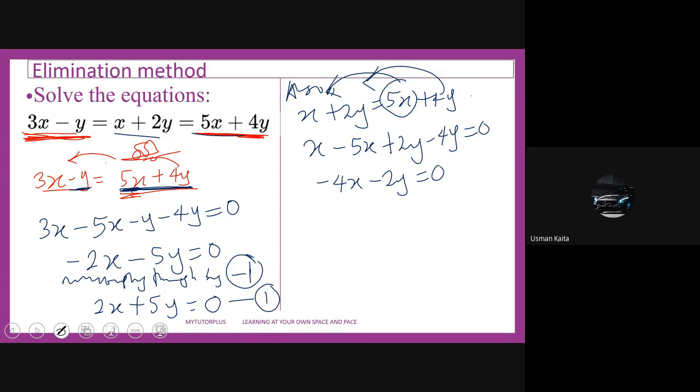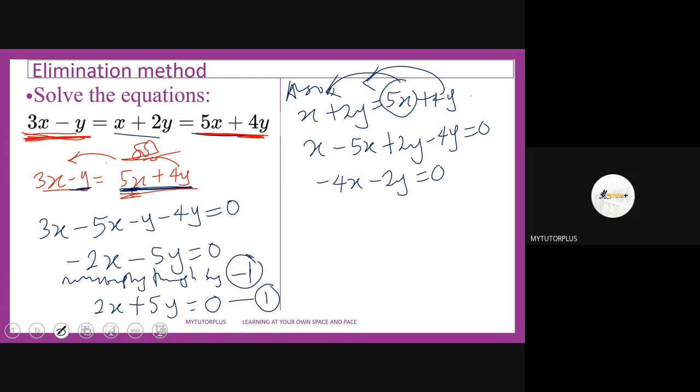Sir, sorry, can you explain again from that 2x plus 5y equals 0, equation 1? Okay, from 2x plus 5y equals to 0. You know, everything is minus. I'm having minus 2x minus 5y equals to 0, right? That one is clear. Yes.